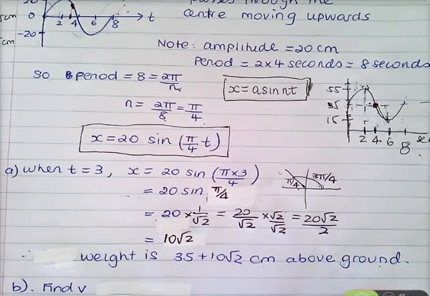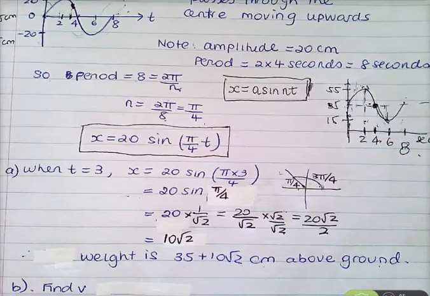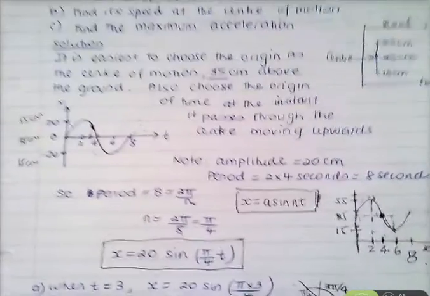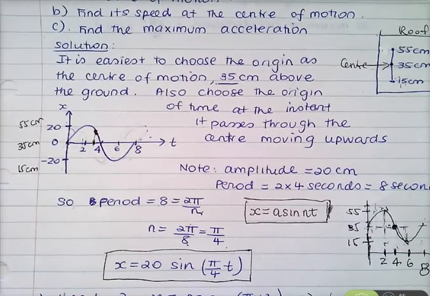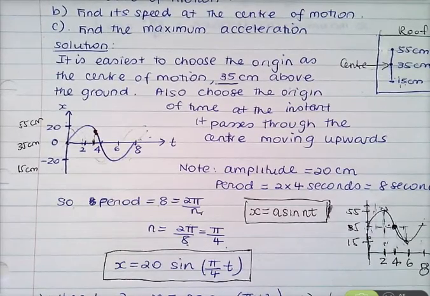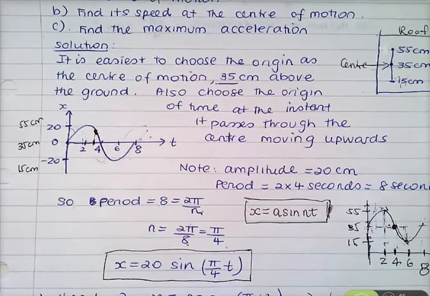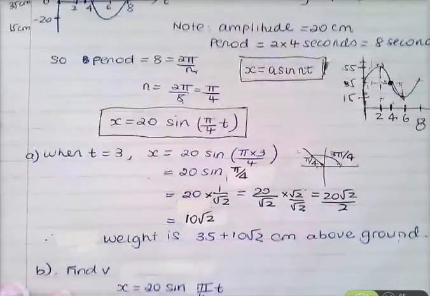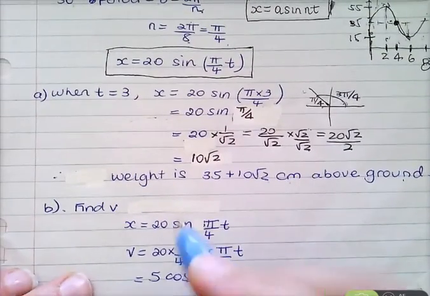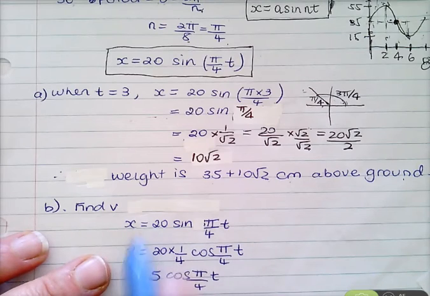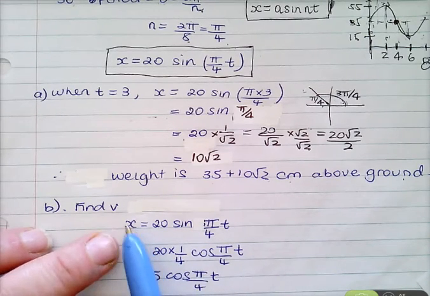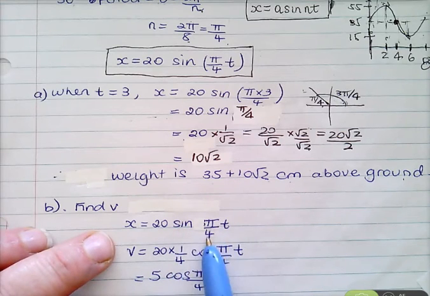Now, for the next question, part B. Part B says to find the speed at the centre of motion. Now, we know the centre of motion here is occurring when x is 0, but there are a few ways you can do this question. We also know that at the centre of motion, the particle moves the fastest. The other thing we can do is just differentiate the equation. So we've got that x equals 20 sine pi on 4t.